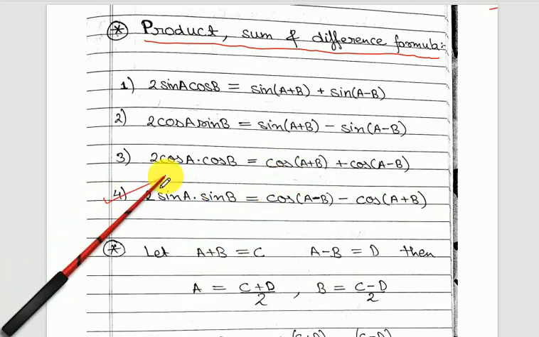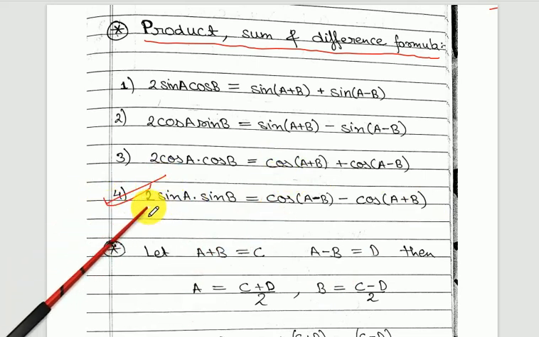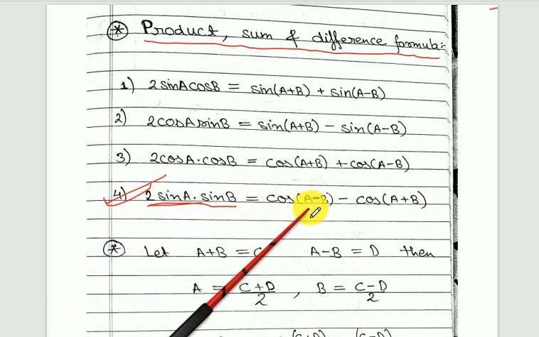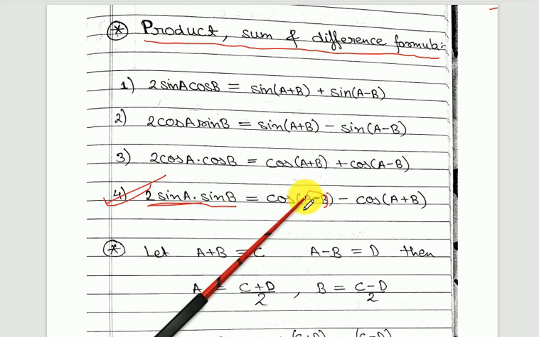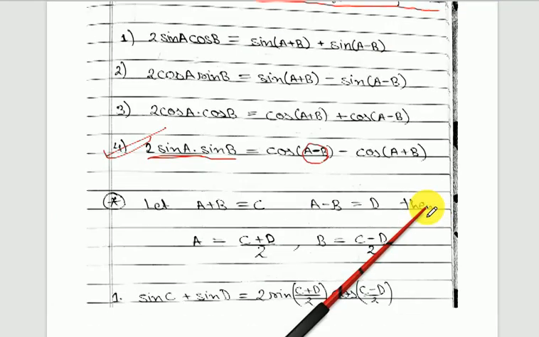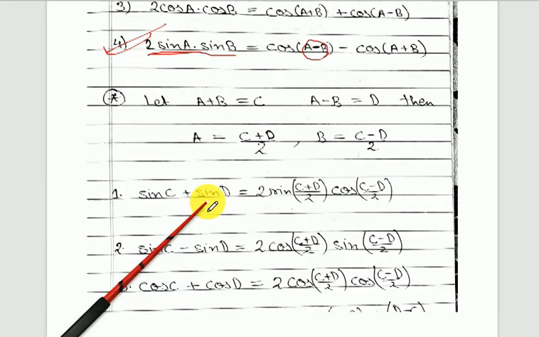So in this one you have to be careful, okay? Whenever you see both are sine, in that case the first one is with minus, okay? So 2 times sine A into sine B is equal to cos (A minus B) minus cos (A plus B), okay?